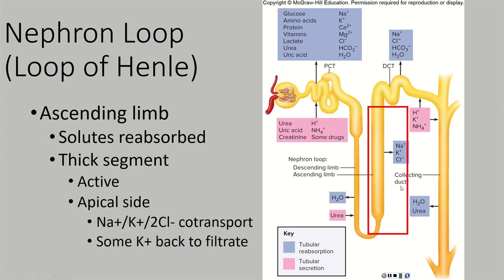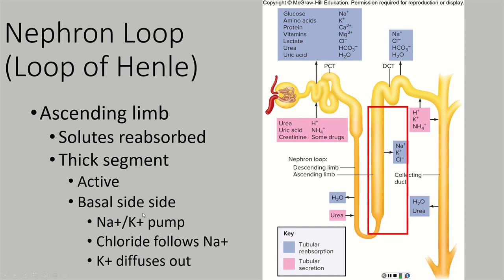But now on the thick segment of the ascending limb, we're still reabsorbing sodium and we're still reabsorbing chloride, but we're reabsorbing potassium also. And now we're into an area that's active. So this thick segment of the ascending limb is active reabsorption. It's using ATP, and it's using ATP to power a co-transport mechanism, and that ATP causes us to reabsorb sodium, potassium, and 2 chlorides. Some of the potassium is then going to go right back into the filtrate.